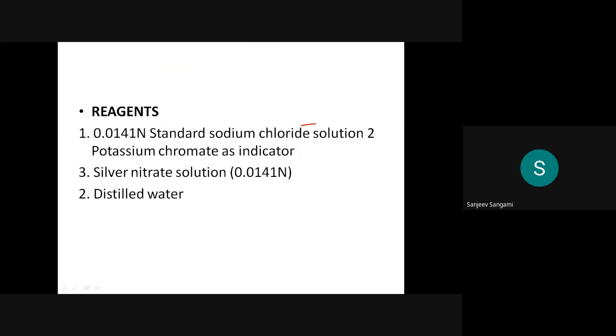Standard sodium chloride, of course. Three steps are there in the procedure. One is standardization, second is blank test, third is sample. Standardization is to find out, I already explained why we have to do the standardization. We have to do the standardization for all the experiments, remember.